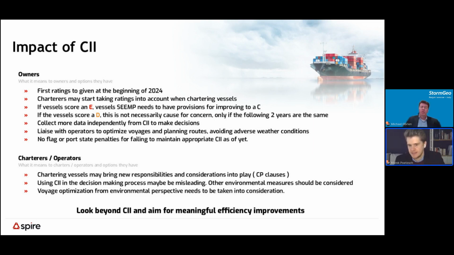And it obviously makes sense if they are liaising with the owners to see, okay, how can we meet our CII targets, to look at voyage optimization and take that into consideration, but that's something that Michael will go into more detail. So the only thing we can really say from our side is to make a plea to look somewhat beyond the CII and look for actually meaningful efficiency improvements that can be made to vessels, as the CII itself isn't a guarantee for actually good efficiency of a vessel.